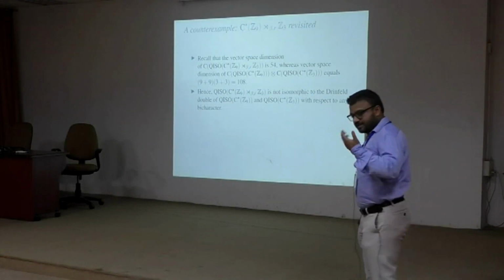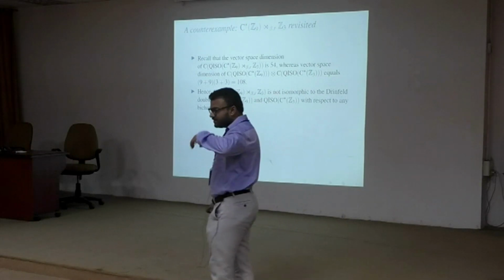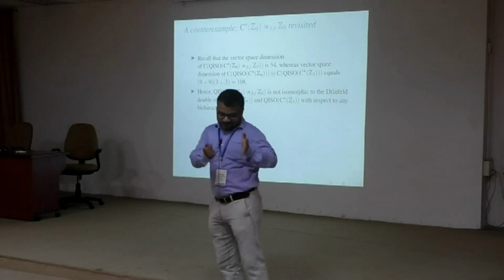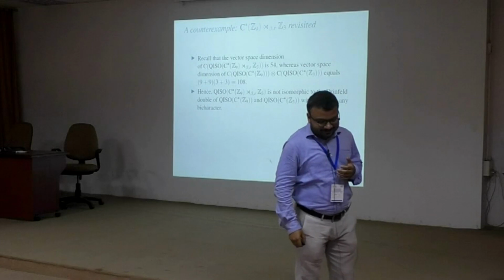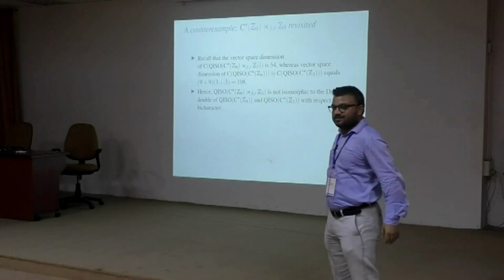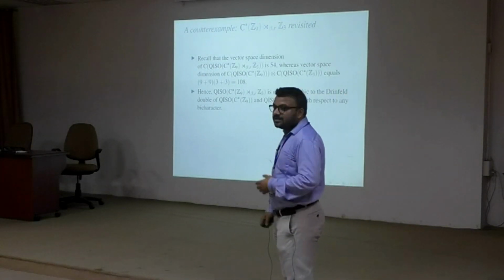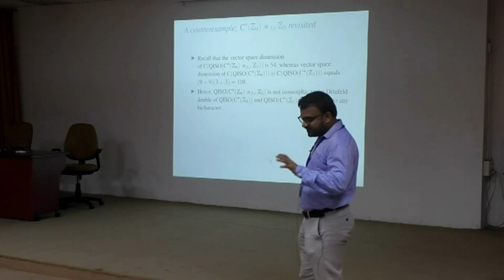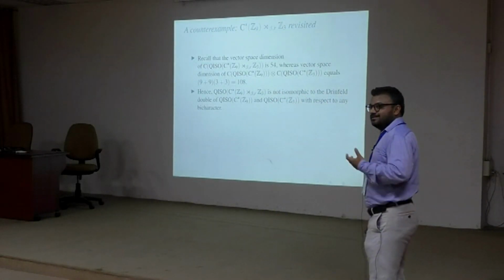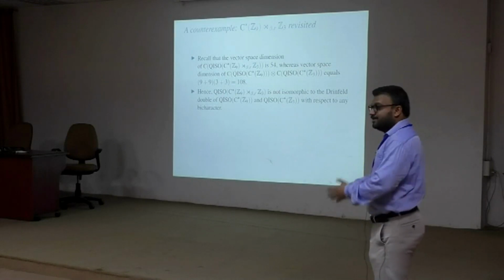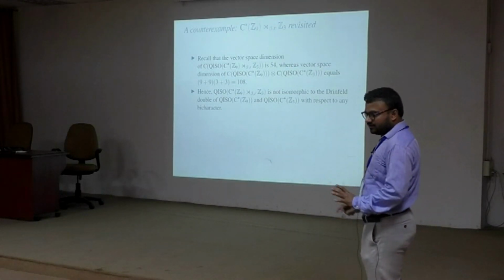Counterexample. Now the question is, we proved under this hypothesis that the Q iso is isomorphic to the Drinfeld double. The question is, what about the converse? Unfortunately, we don't know, but we have sufficient evidence to suggest that this is probably necessary and sufficient, but we don't know.